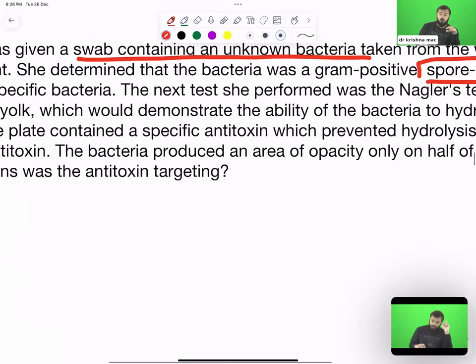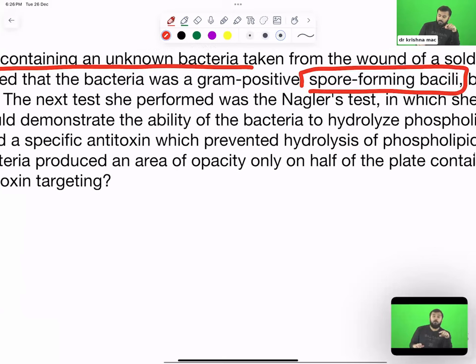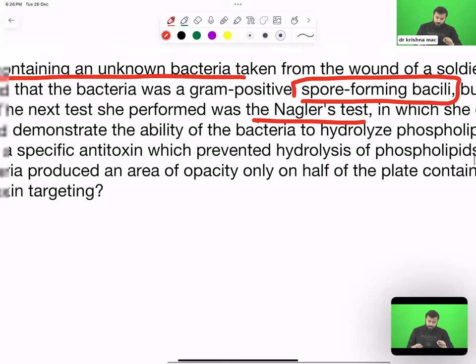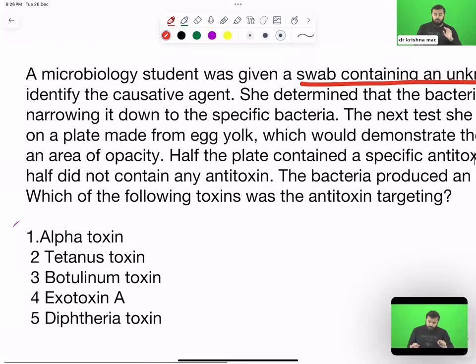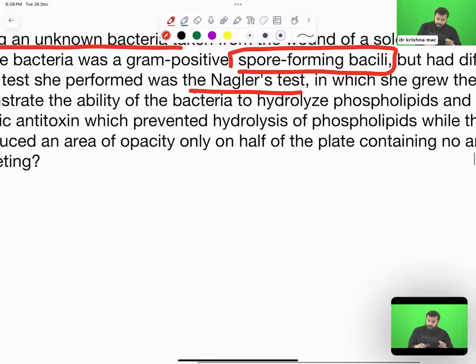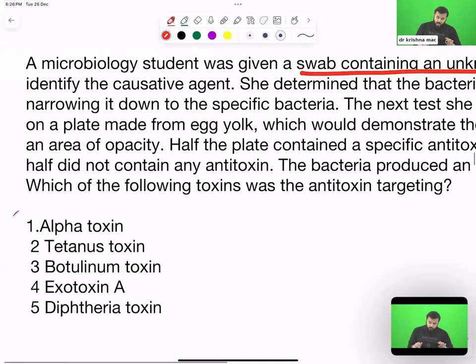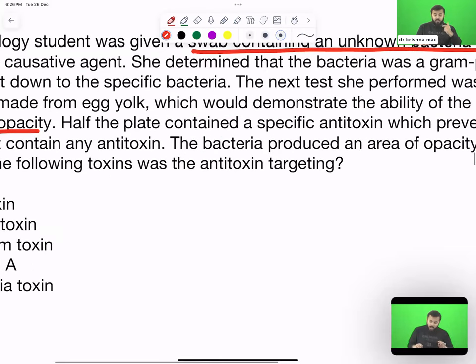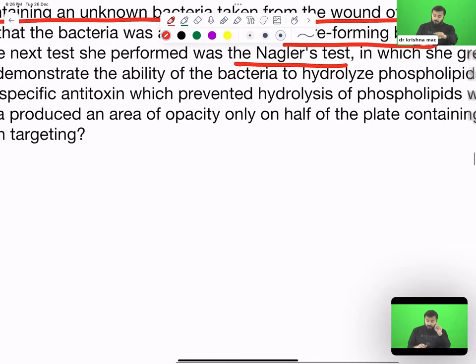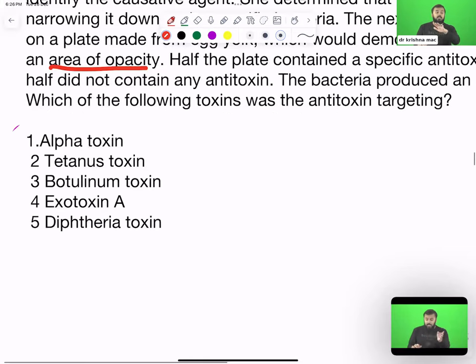The next test performed was Nagler's test, in which she grew the bacteria on a plate made up of egg yolk, which would demonstrate the ability of the bacteria to hydrolyze the phospholipids and produce an area of opacity. Half of the plate contained a specific antitoxin which prevented the hydrolysis of phospholipids, while the other half did not contain any antitoxin. What is it talking about?